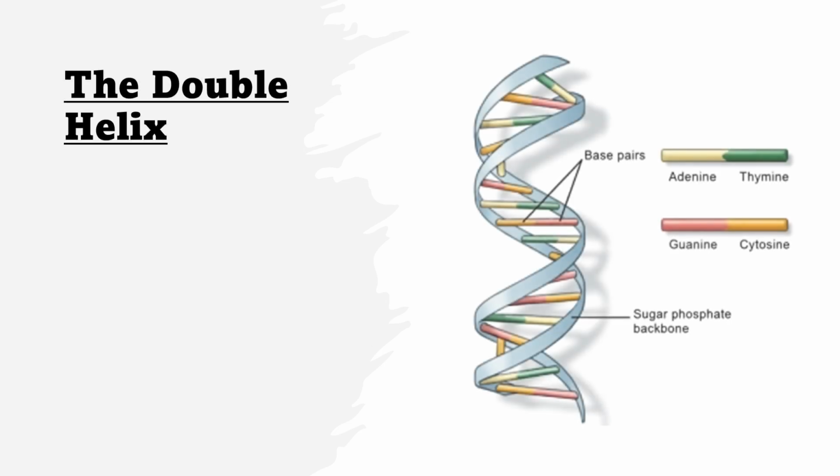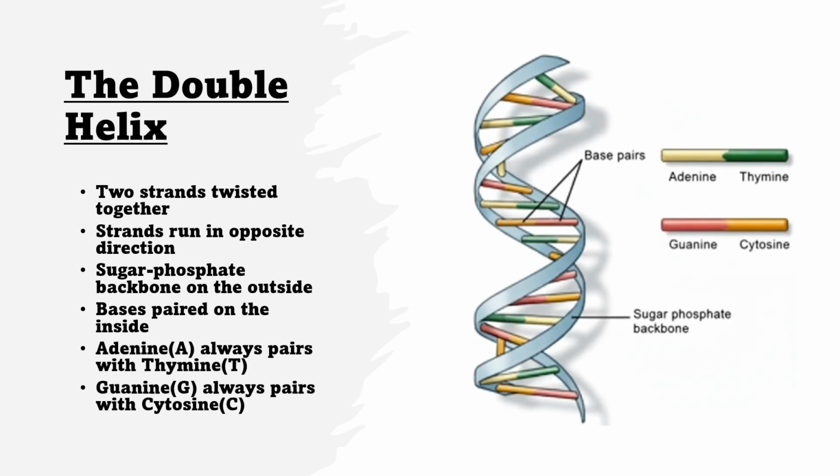So, how does it all work? Just imagine a twisted ladder. The 2 long rails of the ladder, those are made of the sugar and phosphate parts. And the rungs in the middle, the steps you'd climb, those are the bases, the letters. The 2 strands run in opposite directions, kind of like 2 lanes on a highway.